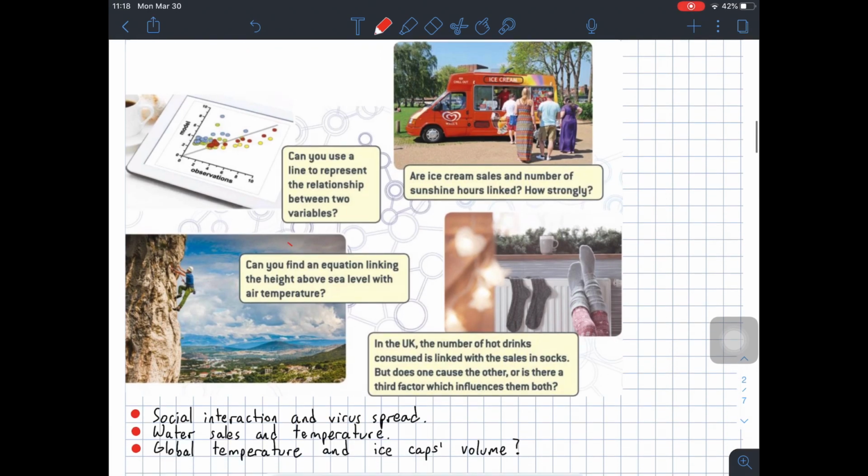Then this case, can you find an equation linking the height above sea level with air temperature? So once again, what are the two variables here? Height above sea level and air temperature. In this case, the independent variable would be height above sea level, and the dependent variable would be air temperature, right? Air temperature depends on the height above sea level in which we are.